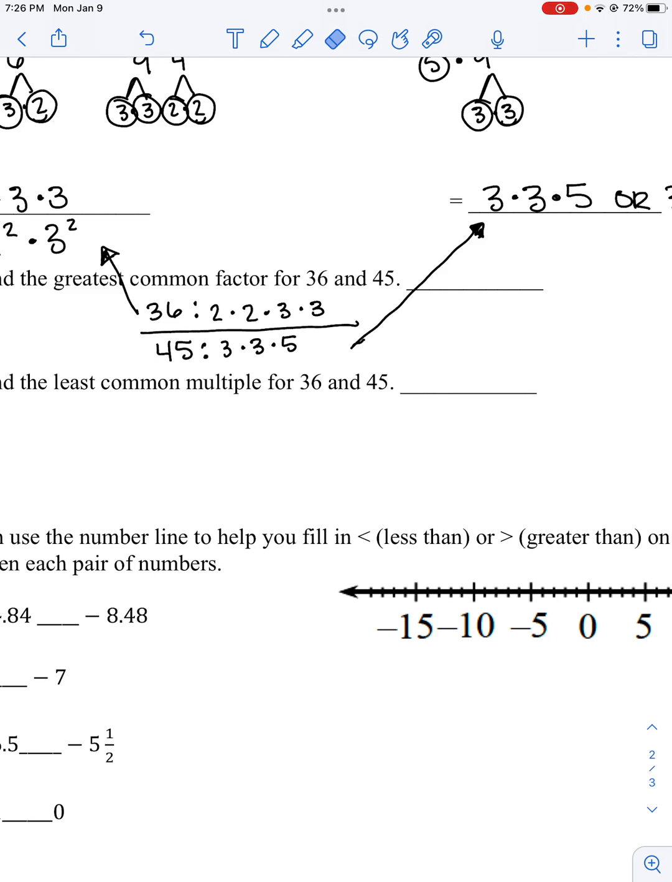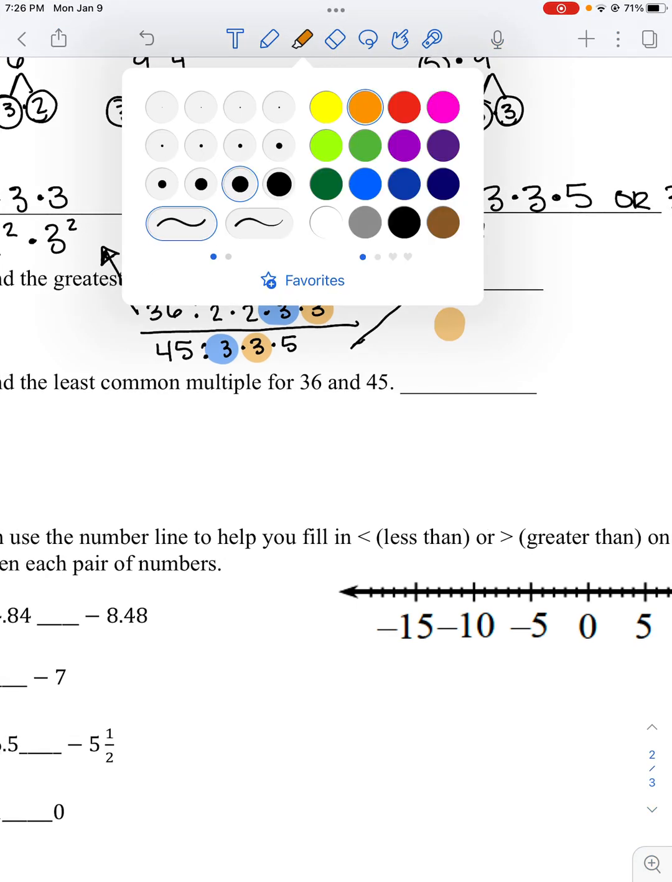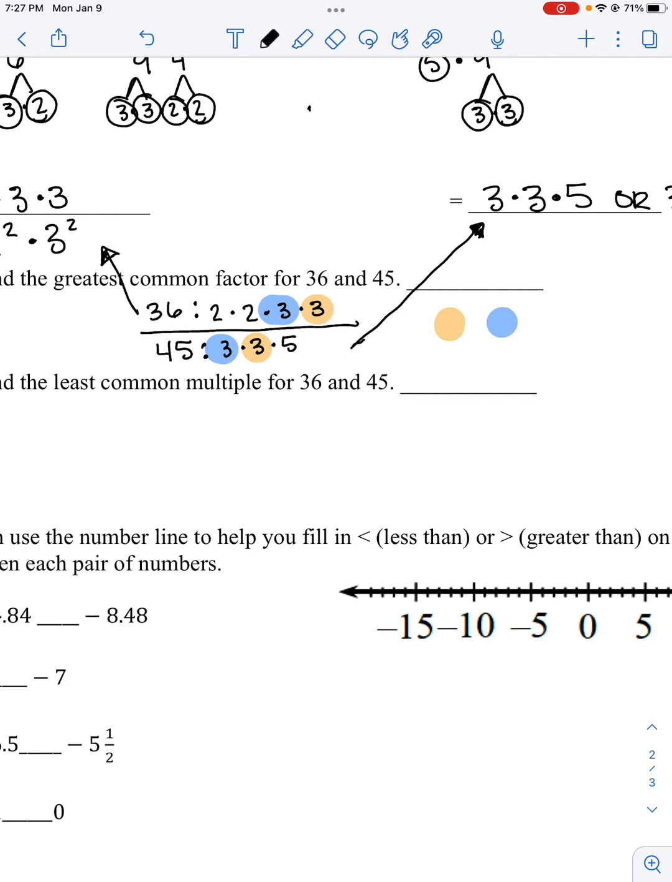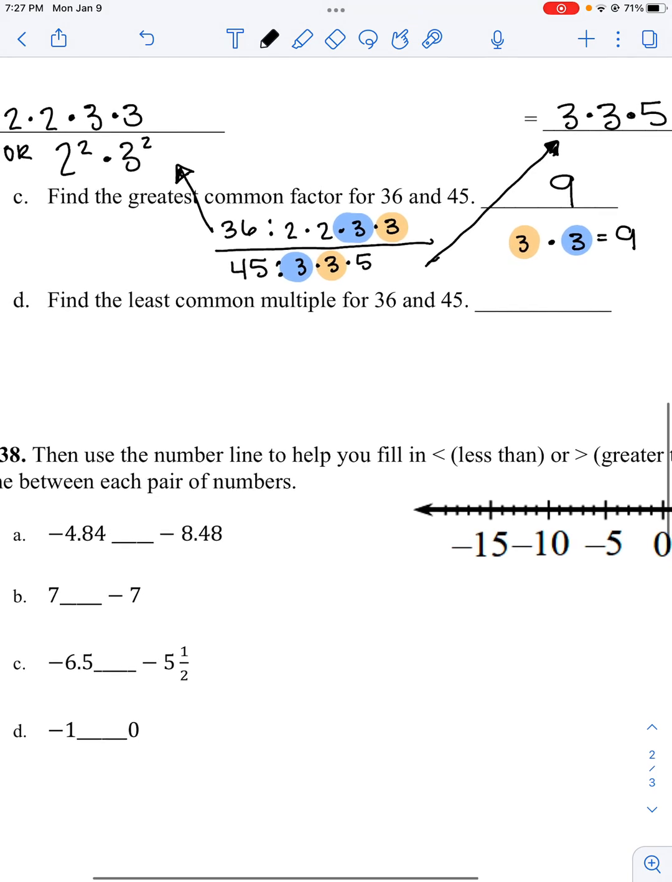And I'm going to find out where my pairs are in the top and the bottom. So I have a 3 here and a 3 here. I have a 3 here and a 3 here. I do not have any other pairs. So I'm going to take the 3 that's in orange and the 3 that's in blue and multiply them to get my greatest common factor. It's 9.